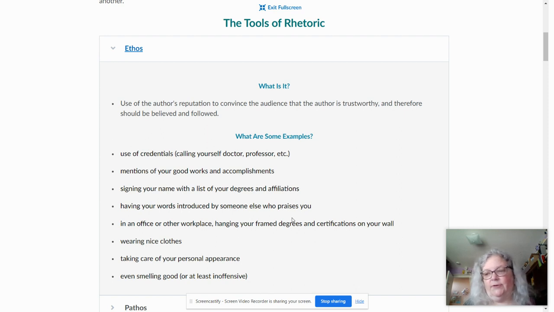Even smelling good, or at least inoffensive, is a form of ethos, because I don't know if you've ever had an interaction with someone who's not smelling so good that day. Either they've got body odor, or maybe they didn't use their mouthwash that morning, or whatever the case may be. You're going to have a tendency to want to limit your contact with that person, to want to get away from them, and to therefore not listen to what they're saying to you.